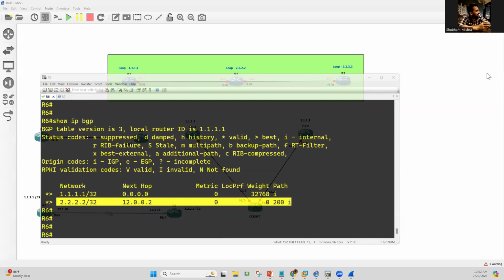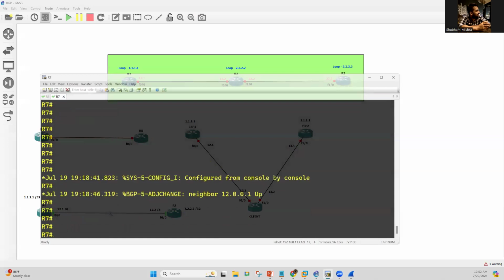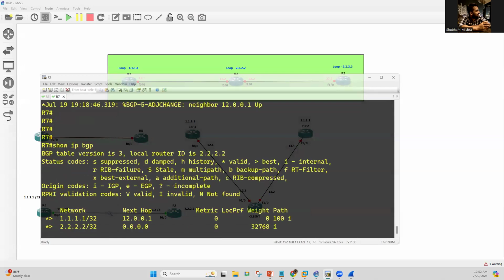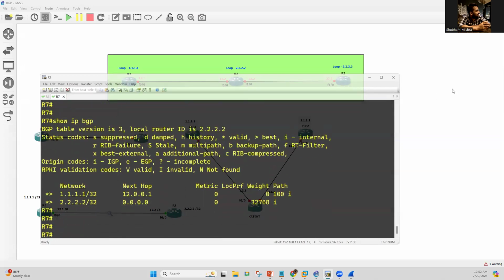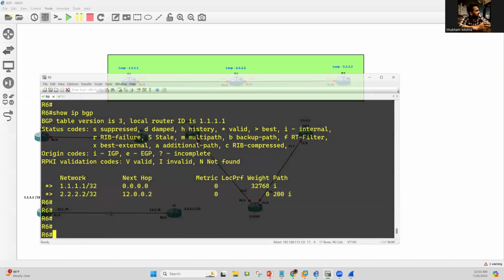If you run the same command on R7, you will find 1.1.1.1. See, show IP BGP. R6 is advertising 1.1.1.1, with next hop 12.1. So R7 is getting 1.1.1.1 because on R6 you already advertised 1.1.1.1 in BGP. Yes or no? Clear? I hope you understand till now.